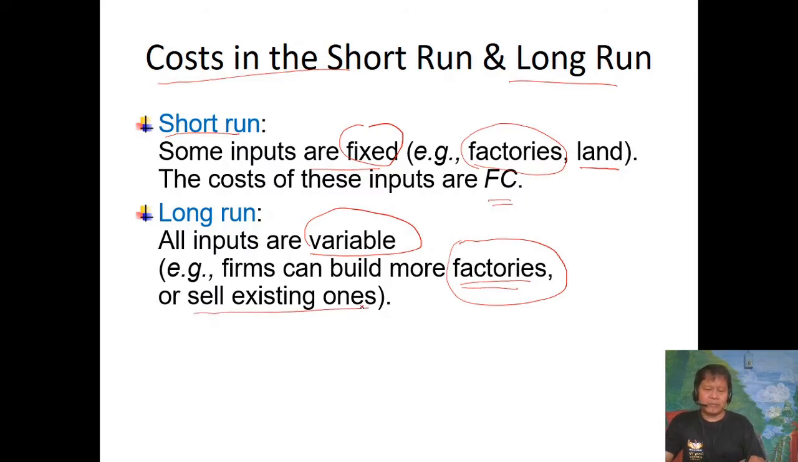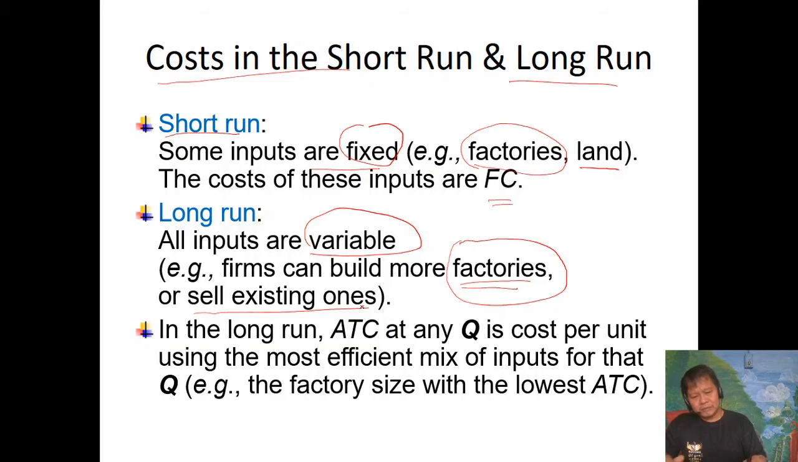In the long run, if for example it is a corporation, one partner can sell his or her share of stocks in the business. So that's why there are changes in the cost in the long run. In the long run, the average total cost at any quantity is the cost per unit of output using the most efficient mix of inputs for that quantity. For example, the factory size with the lowest average total cost. So in the long run, ATC at any Q is the cost per unit.